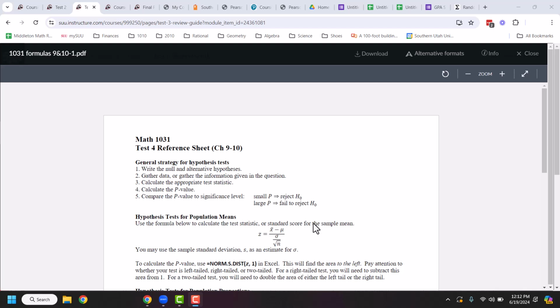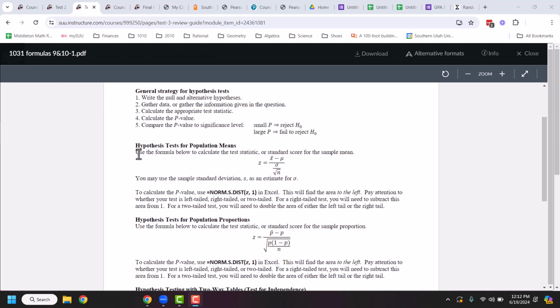So the question that you ask determines which type of hypothesis test you're going to do. So hypothesis tests for population means are the tests that you use when you're comparing your sample mean to an expected mean. So an example of this might be in the Skittles example.